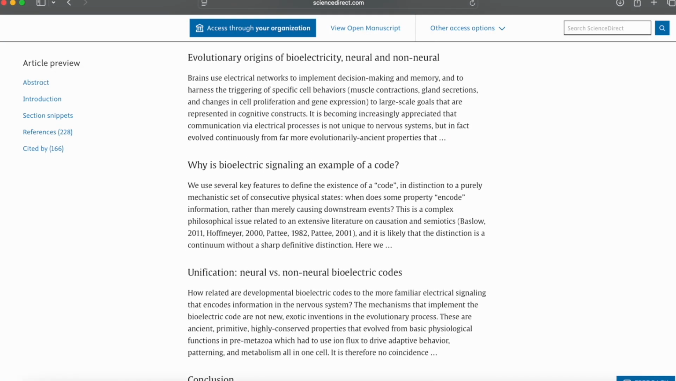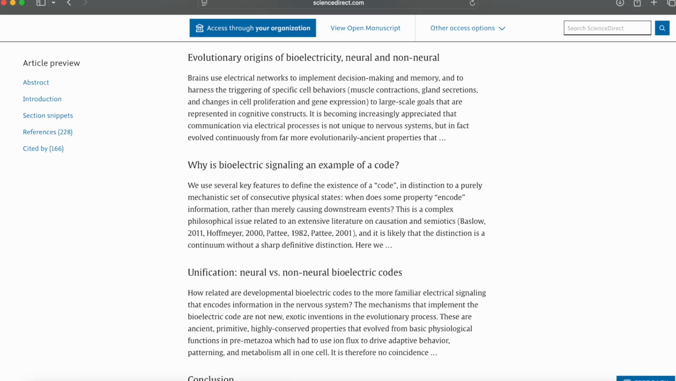Evolutionary origins of bioelectricity, neural and non-neural. Brains use electrical networks to implement decision-making and memory and to harness the triggering of specific cell behaviors, like muscle contractions, gland secretions, and changes in cell proliferation and gene expression, to large-scale goals that are represented in cognitive constructs. It is becoming increasingly appreciated that communication via electrical processes is not unique to nervous systems, but in fact evolved continuously from far more evolutionarily ancient properties.